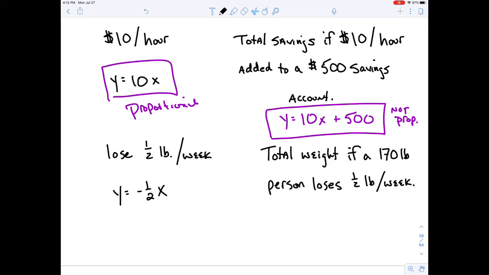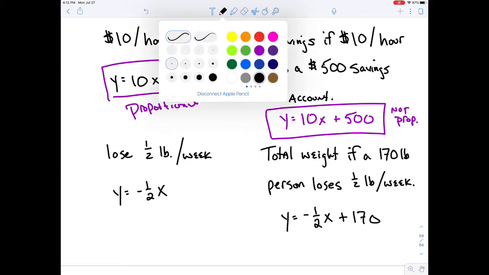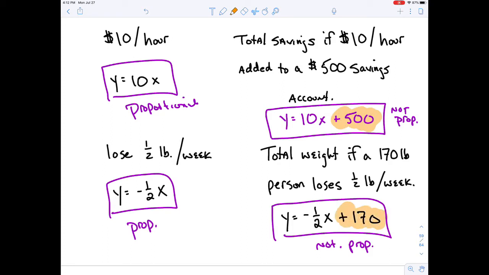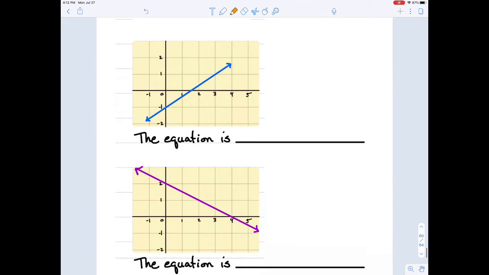But on the right-hand side, I am 170 pounds. If I wanted to write an equation where I calculate my total weight, I would still begin with my loss of 1/2 pound per week, but I'd have to account for the fact that I'm beginning at 170 pounds. So one more time in purple, this is a linear equation. This is a linear equation. This is proportional. This is not proportional. And because you're going to be asked sometimes to identify what makes something proportional or not, if you see a beginning value, whether it's positive or negative, that makes it not proportional. That's key for you.